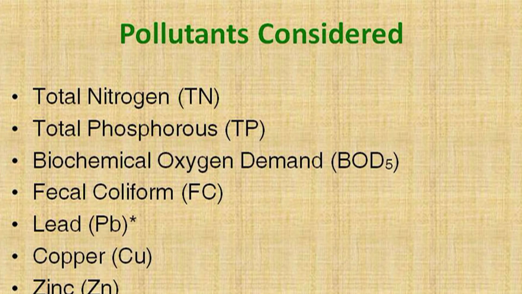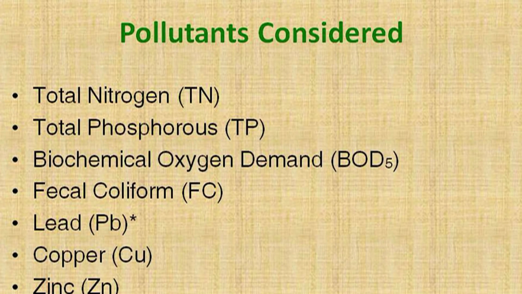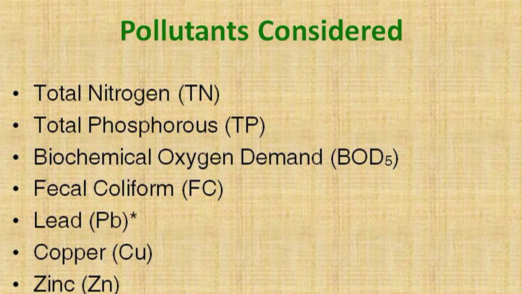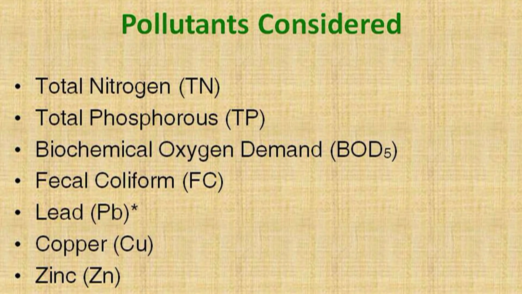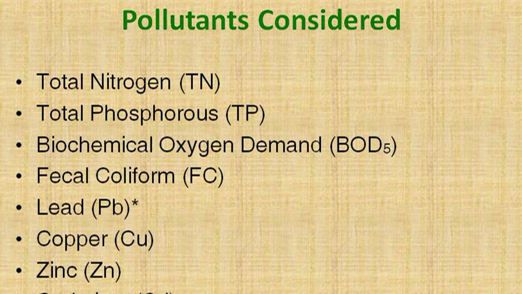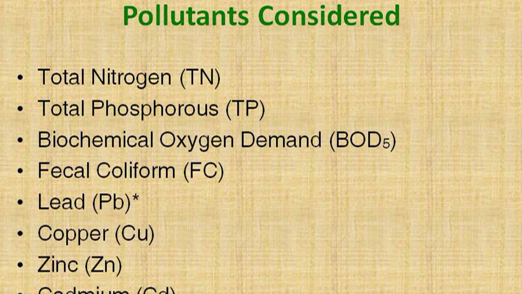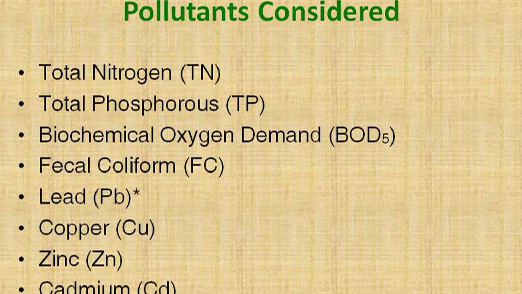These are the parameters that we analyzed for. Total nitrogen, total phosphorus, and fecal coliform are three of the most important parameters in water quality. TN and TP analyze the nutrient level, that's very important for bacterial growth. And fecal coliform is a more direct measurement of bacteria.